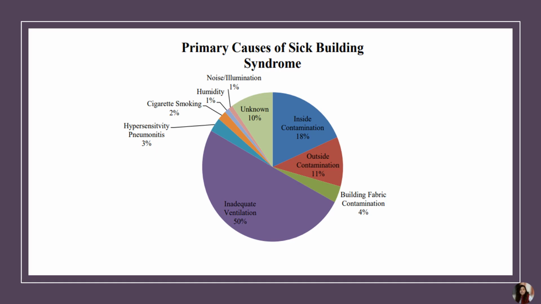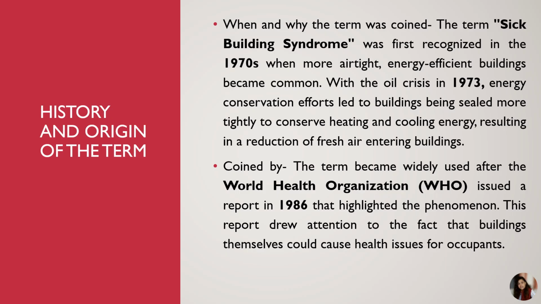Now, how did this term come about, and what is the origin? It was coined in 1970. It started when the oil crisis began in 1973. The energy conservation efforts led to buildings being sealed more tightly to conserve heating and cooling energy. This resulted in a reduction of fresh air entering the building. So SBS was recognized in the 1970s, when more airtight, energy efficient buildings became more common.